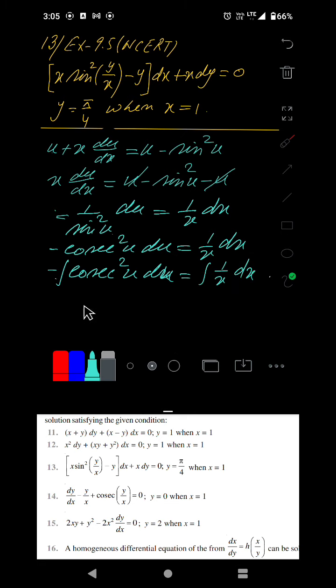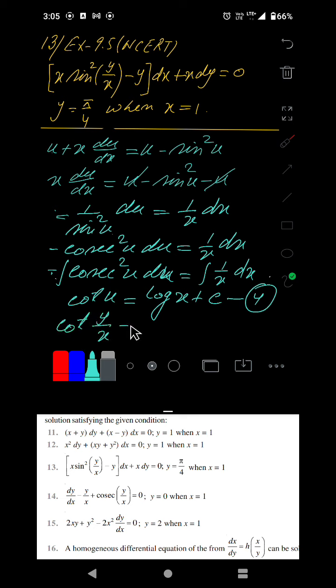Now as we know well, integral of cosec square u is minus cot u, so minus and minus becomes plus, and simply we have cot u is equal to, and integral of 1 upon x with respect to x is log x, plus constant of integration is taken as c. So let it be equation number 4. Now from equation number 2, as we have assumed y upon x is u, so we have to replace in this step u by y upon x. So we have cot y over x is equal to log x plus c. Let it be equation number 5.